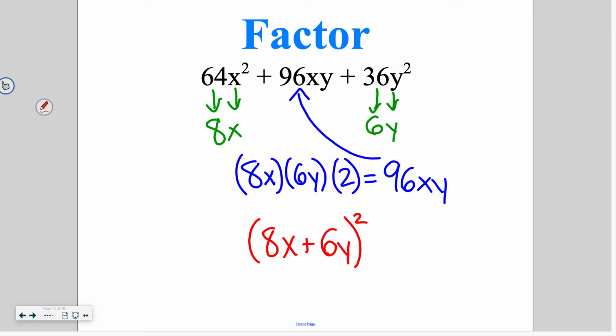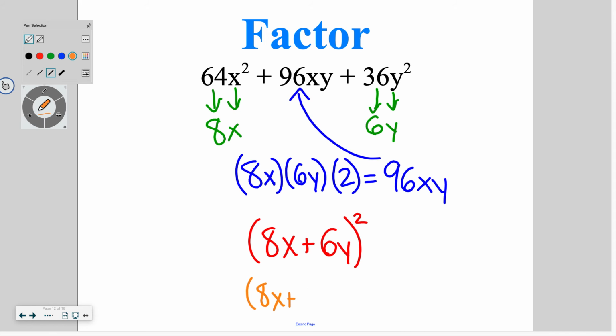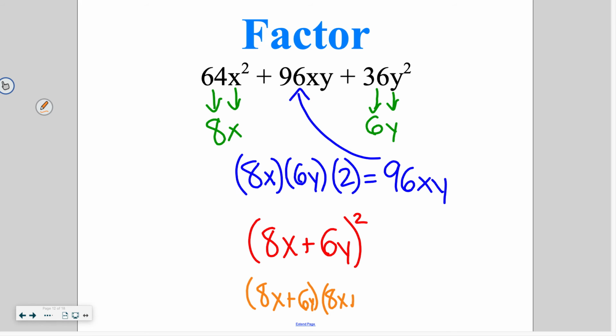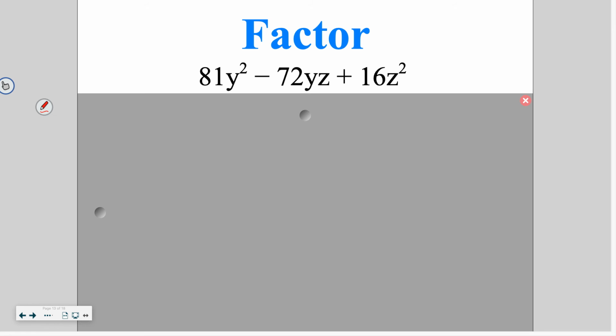One thing I forgot to mention earlier is you can write it as a square, or if you wanted to write it out as 8x plus 6y and 8x plus 6y, if you wanted to write it out twice, you could. The shorthand is just to write it with the square power. Go ahead and try this one on your own.